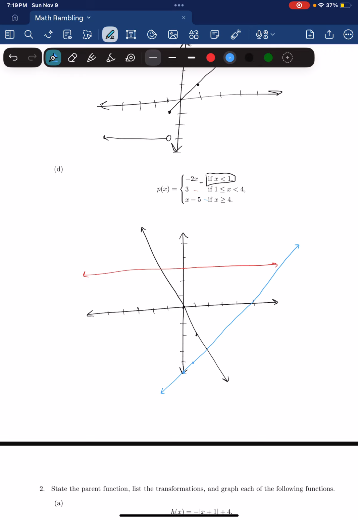All right, and now let's worry about some bounds. So if x is less than 1, we have this first case. So we can stop when x is greater than 1. But that includes the 1. So just put an open circle here. Boom. Okay.